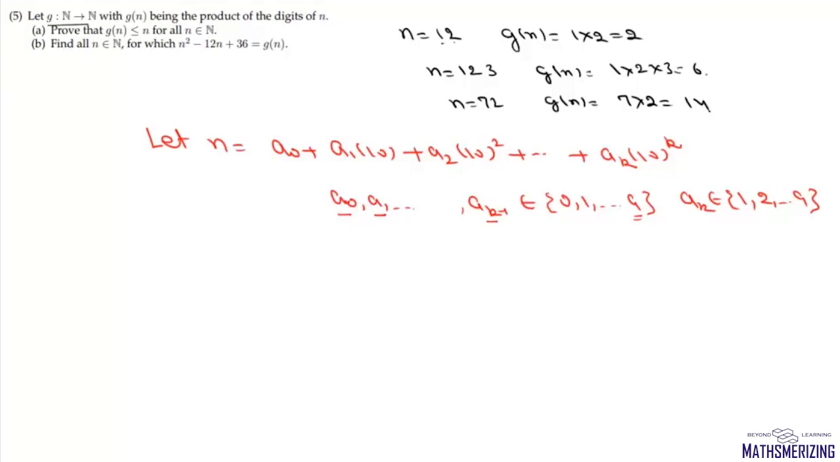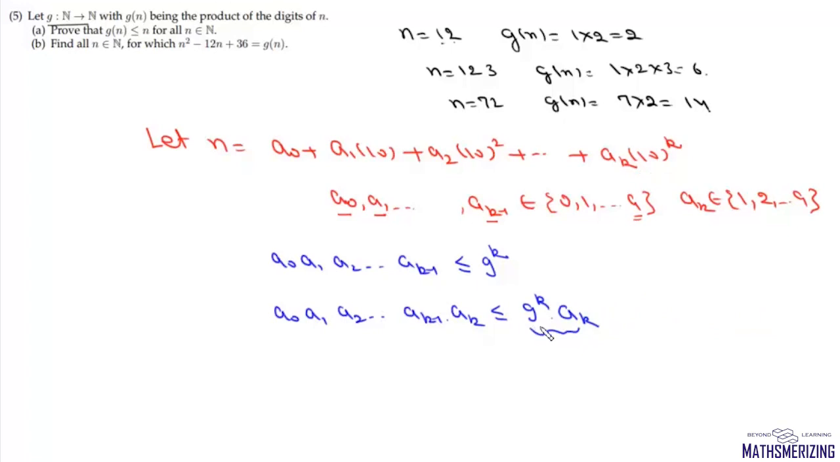So we'll take their maximum value, then we can simply write a0 into a1 into a2 into ak minus 1, and it should be less than or equal to 9 to the power k. Now we'll multiply it with ak, then we can write a0 a1 a2 ak minus 1 into ak, and it should be less than or equal to 9 to the power k into ak.